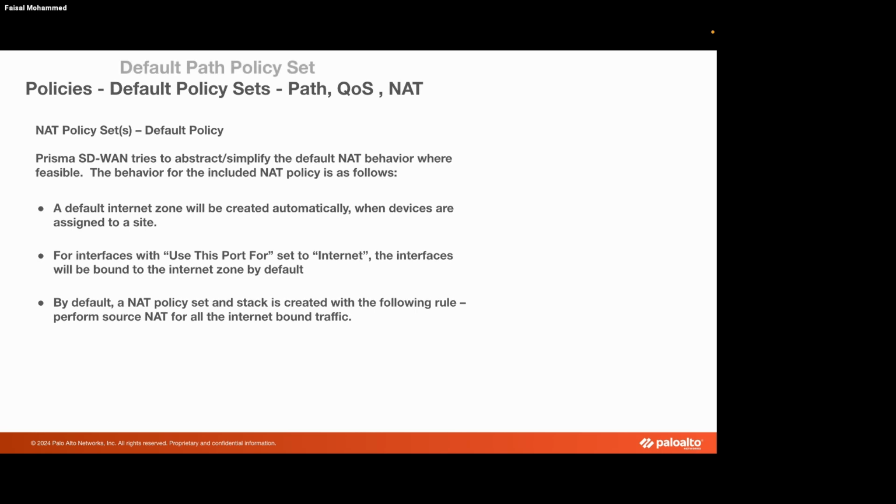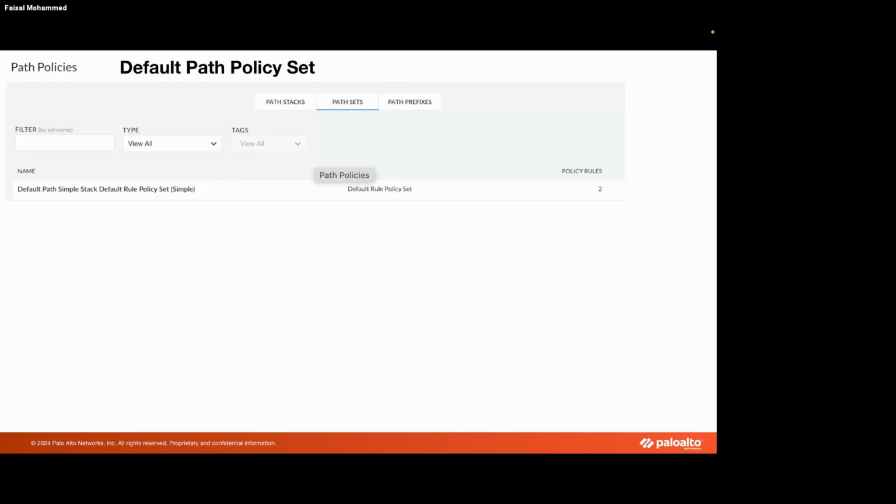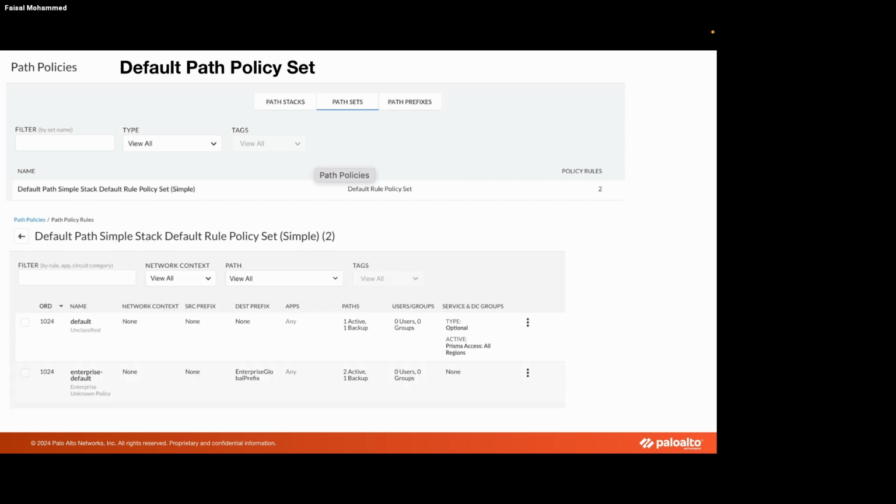Okay, we'll see how this default policy set looks. As I mentioned, under Manage, Prisma policies, path, when you click on it, you'll see path stack, path set, and path prefix. The path stack can have multiple path sets, and the path set has the rules. This is the abstraction of how we configure your path policy. Under the default path policy rule set, you have two rules, as I mentioned, default and enterprise default. The default is for non-RFC 1918 destinations. By default, it includes all the WAN paths. You can manipulate it the way you want and filter out the paths you don't want to have.